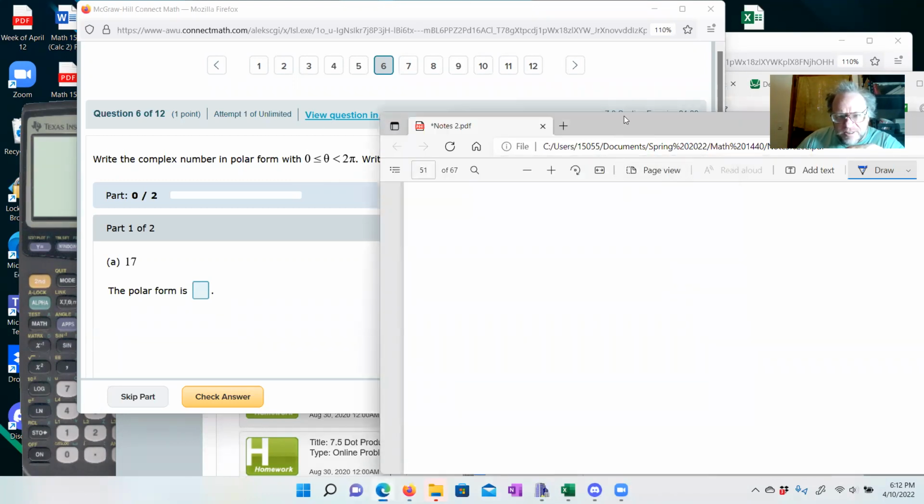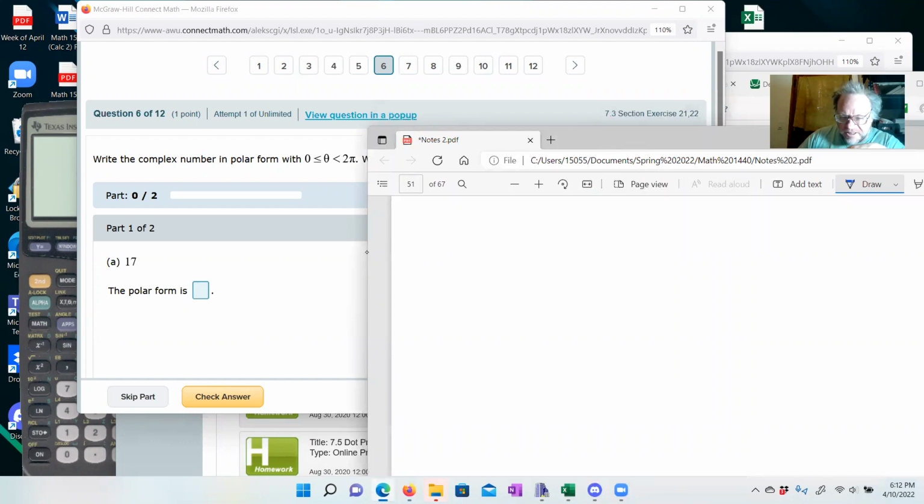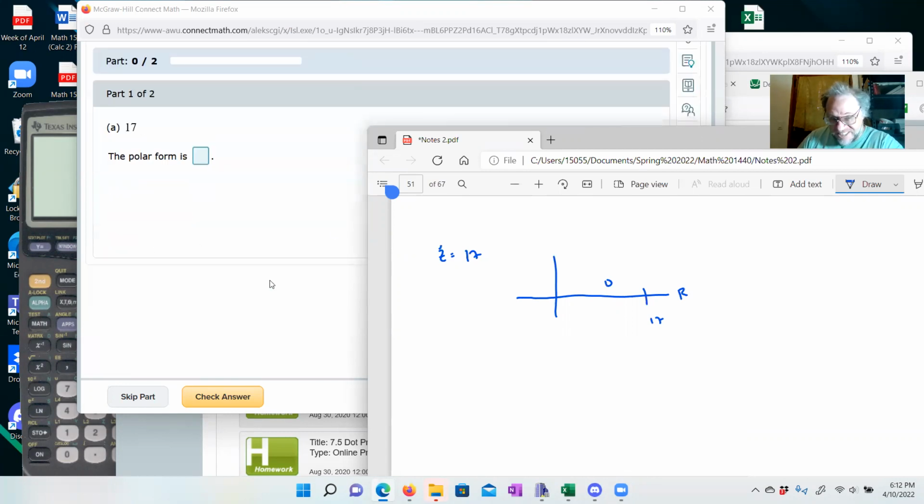Okay, so let's see here. We have 17. That doesn't look like a complex number, but it is. Where is 17? 17 is there, right? This is the real axis. So what is this angle? This angle is 0. What's the length? 17. This is tricky in a way because it's too easy.